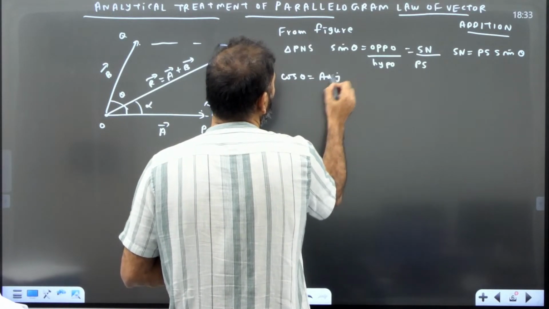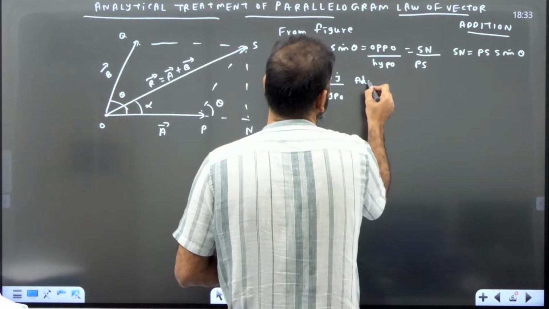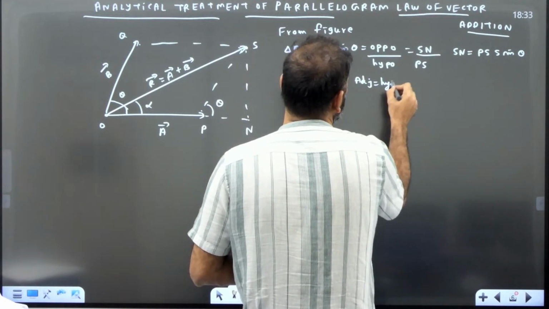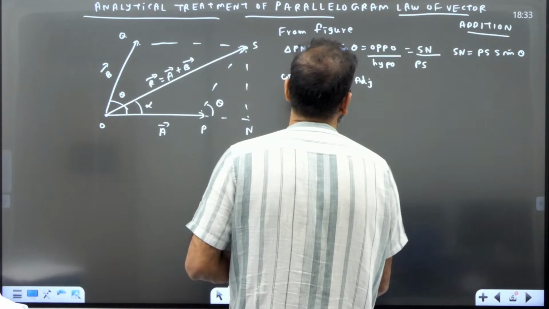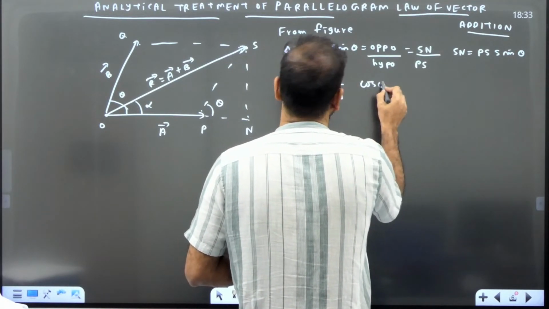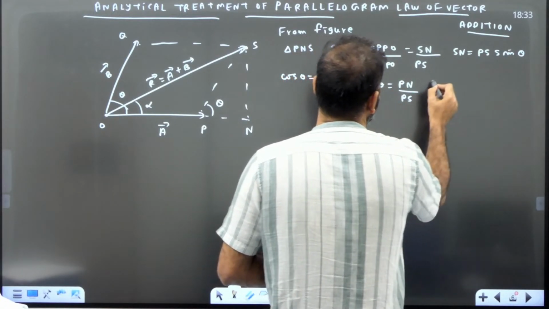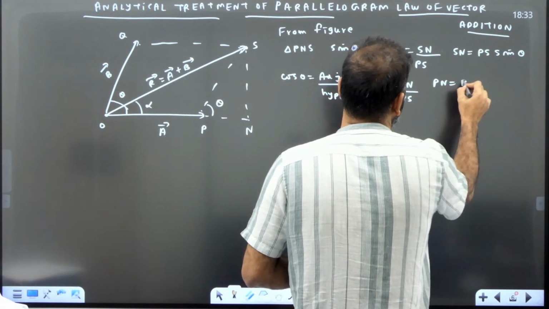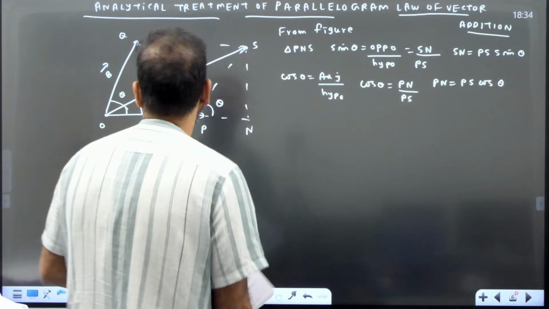Now what is cos theta? Adjacent side by hypotenuse. Sorry, cos theta is equal to what? Adjacent is PN, by hypotenuse PS. So PN is equal to what? PS cos theta. So whenever I see PN, I can write PS cos theta.